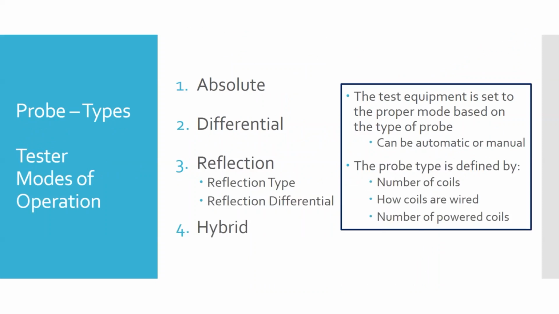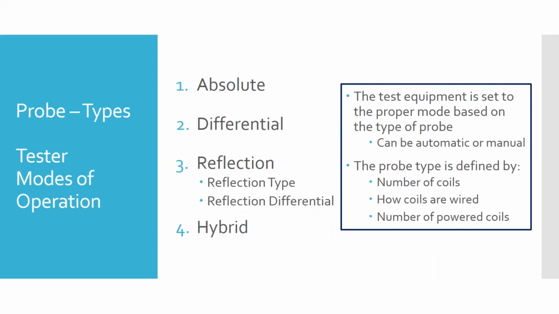And so when we set up our tester, and now I'm talking about the test unit, the cable, and the probes that you're hooking up to it, it's important that you match everything up so that it works correctly. Typically there are 4 different types of probes. 3 are your standards: absolute probes, differential probes, and reflection type. And there can be straight reflection/differential, which falls under the 4th category, hybrid probes.